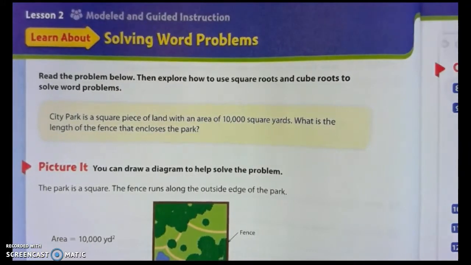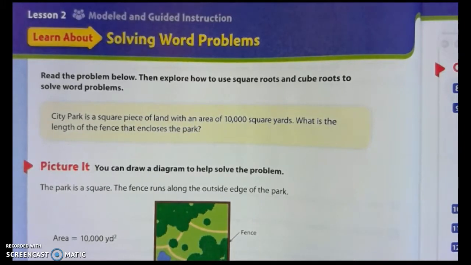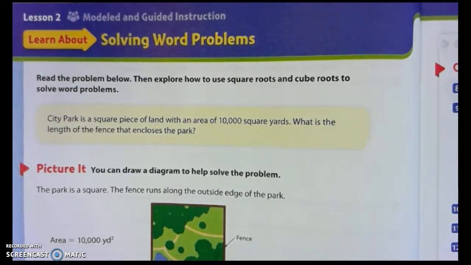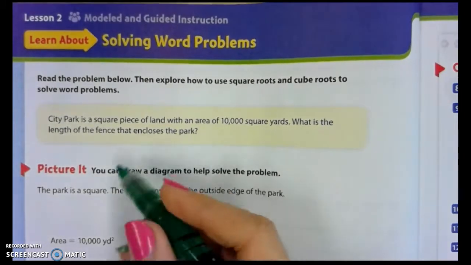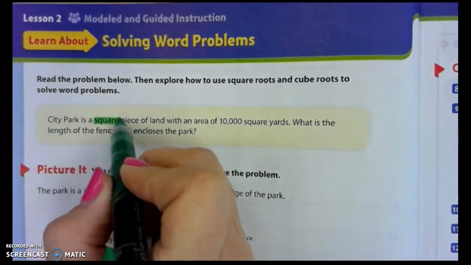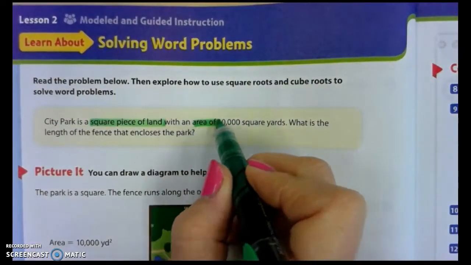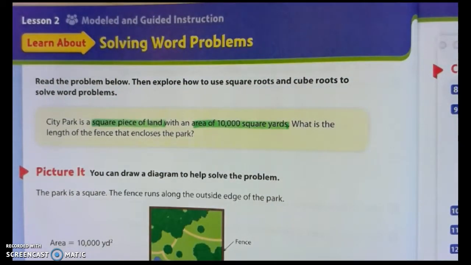City Park has a square piece of land with an area of 10,000 square yards. What is the length of the fence that encloses the park? Anytime you're looking at a word problem, look to see what's important. The first thing they tell you is that it is a square piece of land. Okay, that should give you a mental picture of what the shape is. It's a square. Squares are special. It has an area of 10,000 square yards.